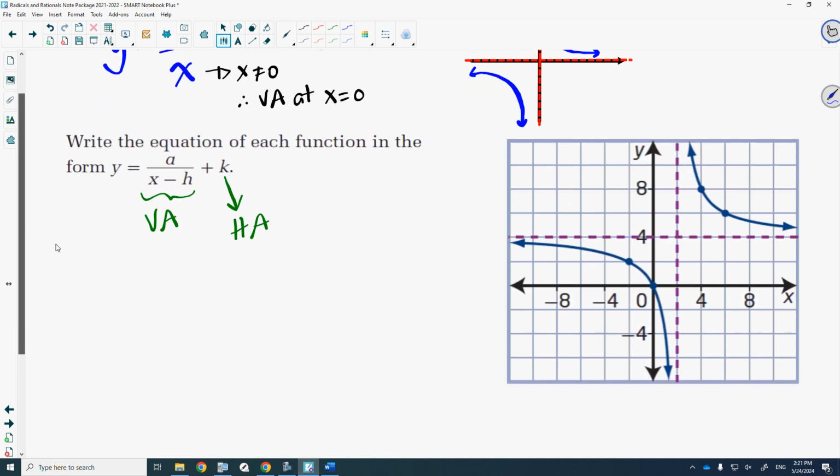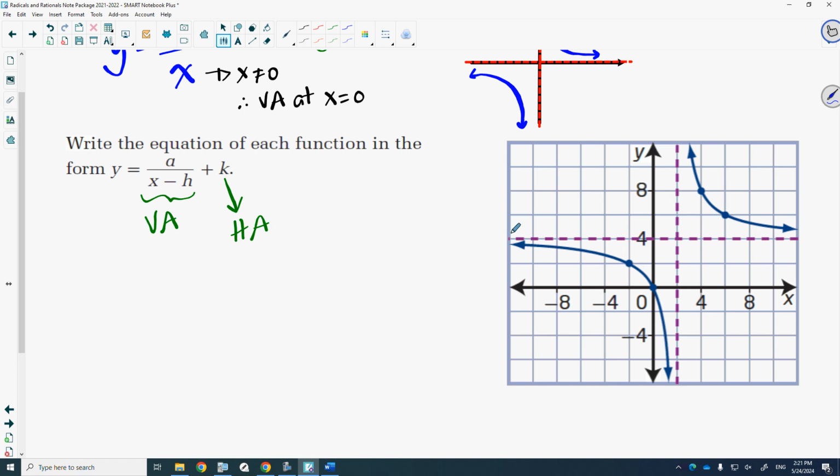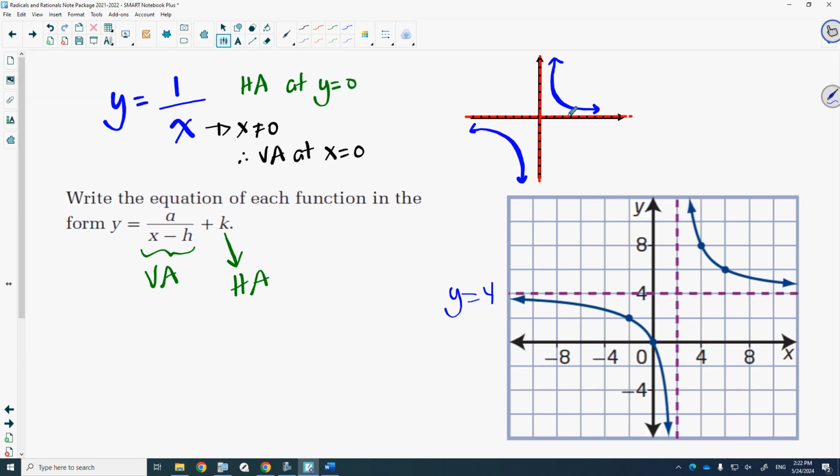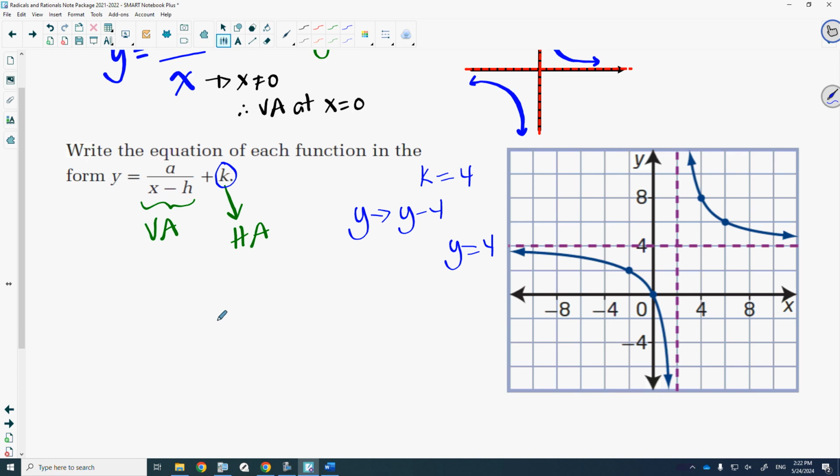So if I look at the horizontal asymptote of this graph, it is at y is equal to 4. The original equation of the HA was at y is equal to 0. This was vertically translated 4 units up. That's a k value. K is going to be equal to 4. So this will be 4. Essentially, it's a replacement on y, and y is replaced with y minus 4. So if I write the equation with my k value in, it's going to be a over x minus h plus 4.